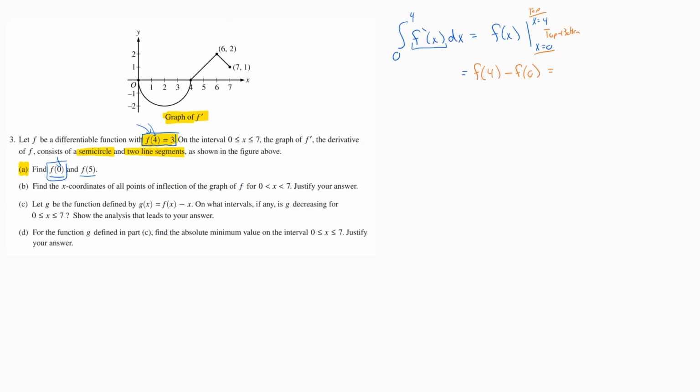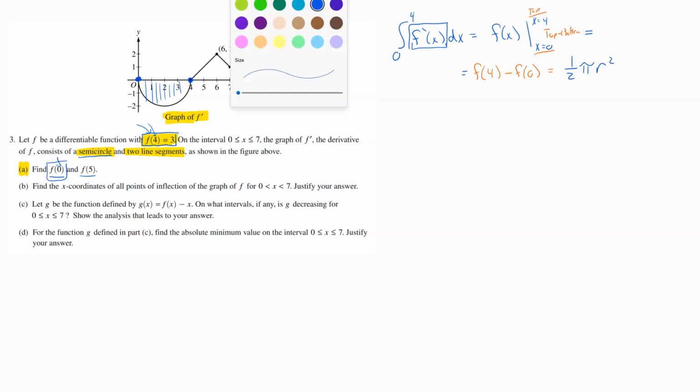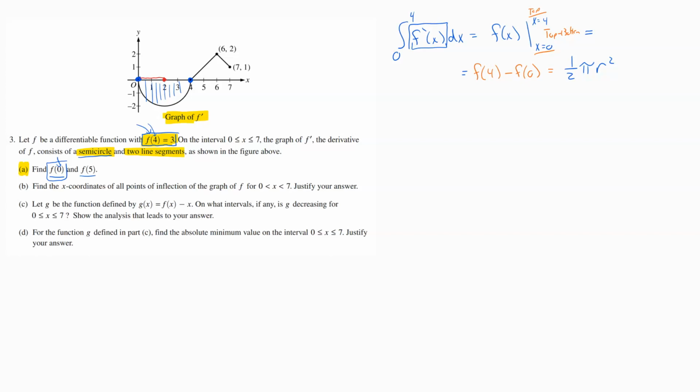Well, this is where they really want us to come at this from a geometry point of view. Remember that we're taking the antiderivative of our derivative. So starting here at 0 and ending here at 4, that's this shape right here, which they told us is a semicircle. And so we can say that that's going to be equal to 1/2 pi r squared, because it's half of a circle, so it's half of our pi r squared formula. What's the radius here? Well, if that's the center of my circle, then the radius is going to be this distance here. So we have a radius of 2.